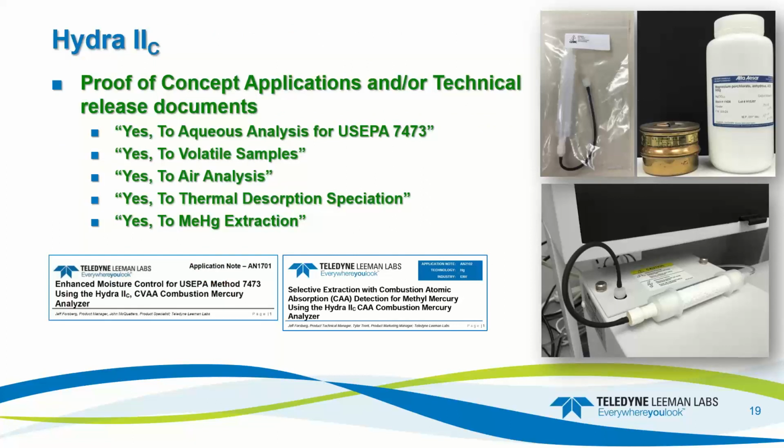There are a number of applications and technical documents that really showcase what the Hydra IIC is capable of. We can say yes to aqueous analysis by US EPA 7473 if we take advantage of our advanced moisture control system. We use an external dryer, which uses magnesium perchlorate to remove some excess moisture and allows us to run aqueous analysis. You can also say yes to volatile hydrocarbon samples, yes to air analysis, yes to thermal desorption speciation, and also yes to methylmercury by selective extraction.